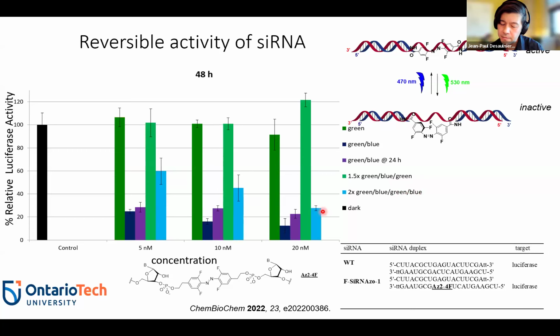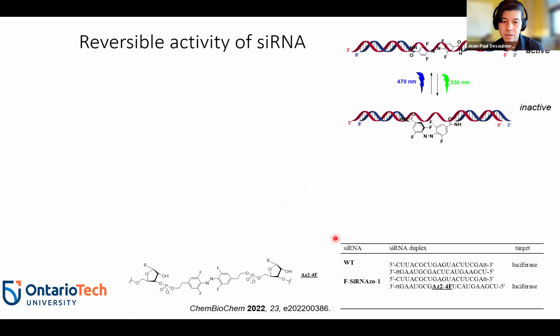And you can see that the levels are not as strong, of course, as some of the other ones, but that makes sense because it's gone through 2 states of inactive conformation with the green, and then our dark control, as I'm showing you here. So we're very pleased to see that we could reversibly control this siRNA.